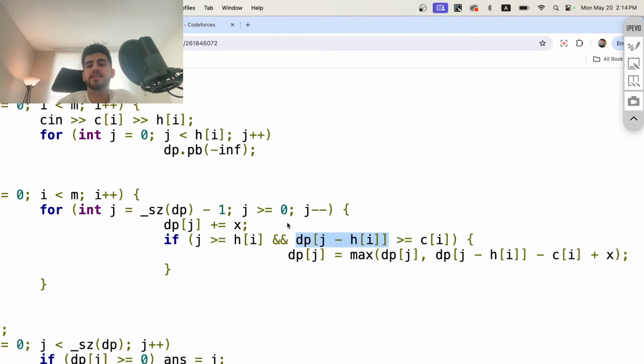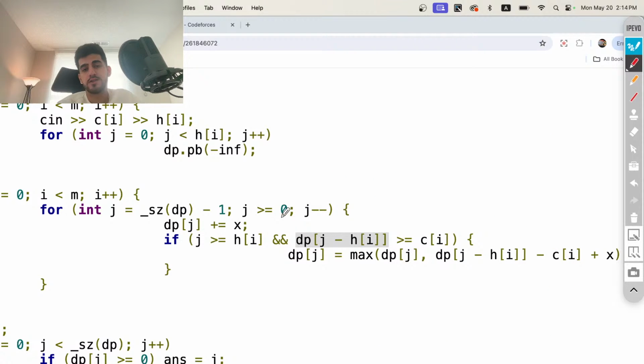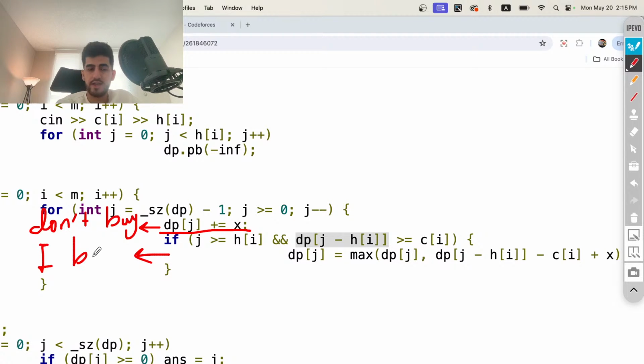So I just go from the end back to 0, and I say that dp of j initially plus equals x. This is the case that I don't buy anything. This other case is if I buy something. In this month, I will buy happiness.